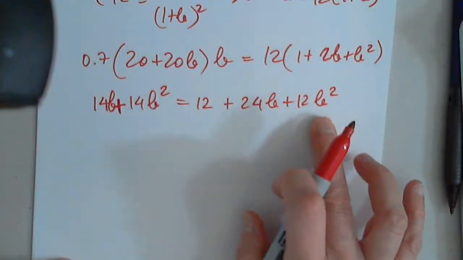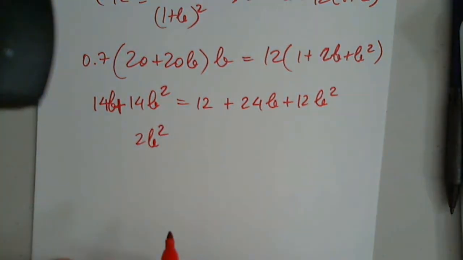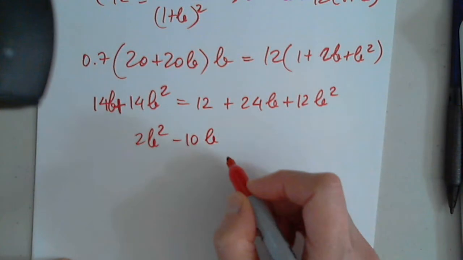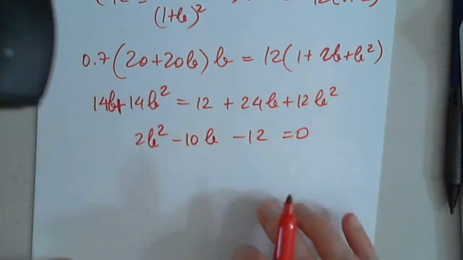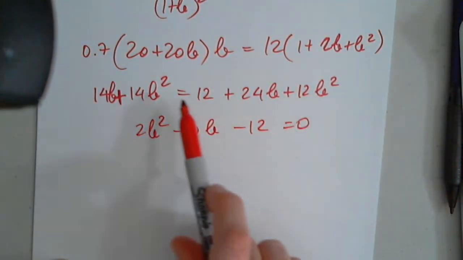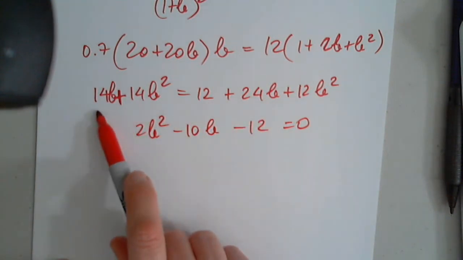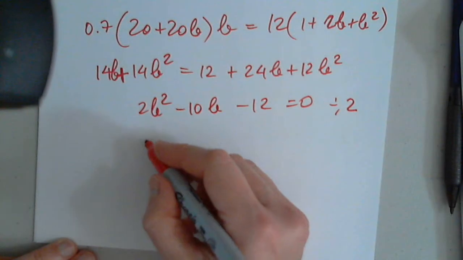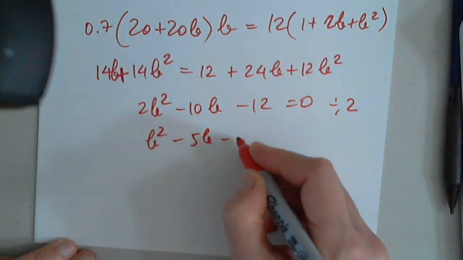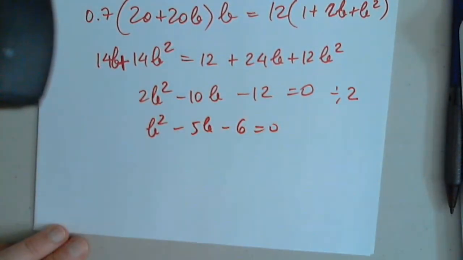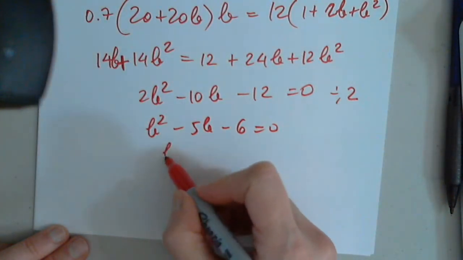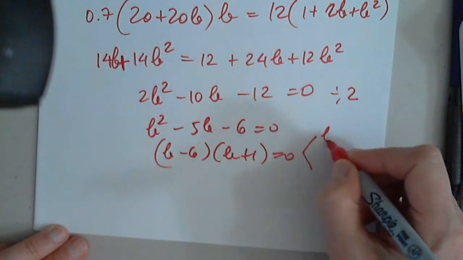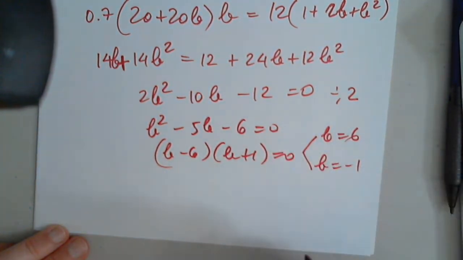I move everything. This will be a 2B squared. This is 14 minus 24, minus 10B, and then minus 12. I'm checking my calculations. Yes. I bring this over, minus 10. I bring this over. I divide by 2. So this is B squared minus 5B minus 6 equals 0. Quite nice. So this is (B minus 6) times (B plus 1). So I have two options, B equals 6 and B equals negative 1.